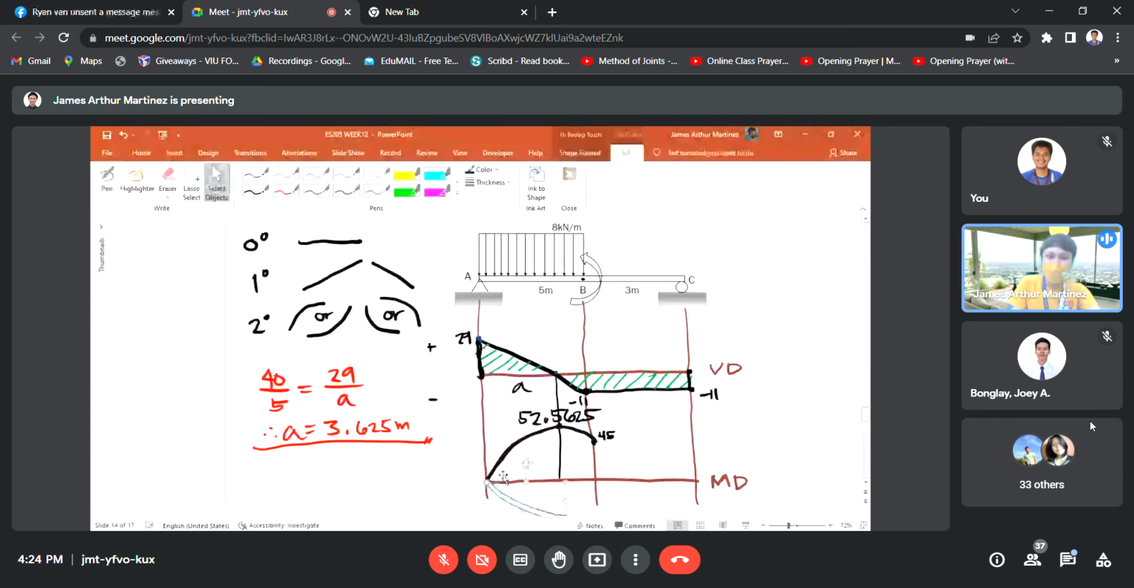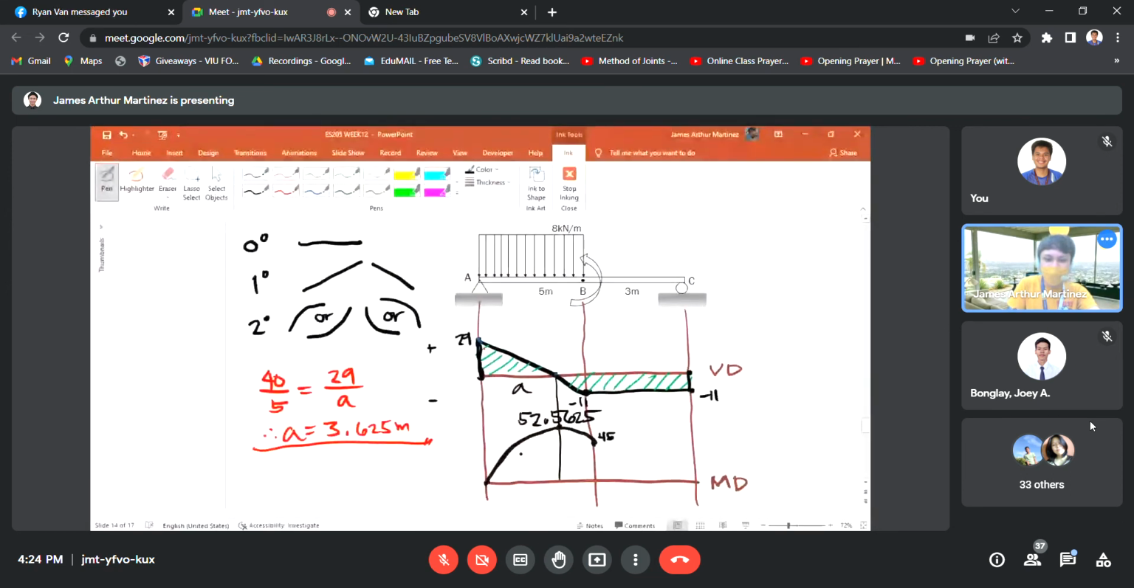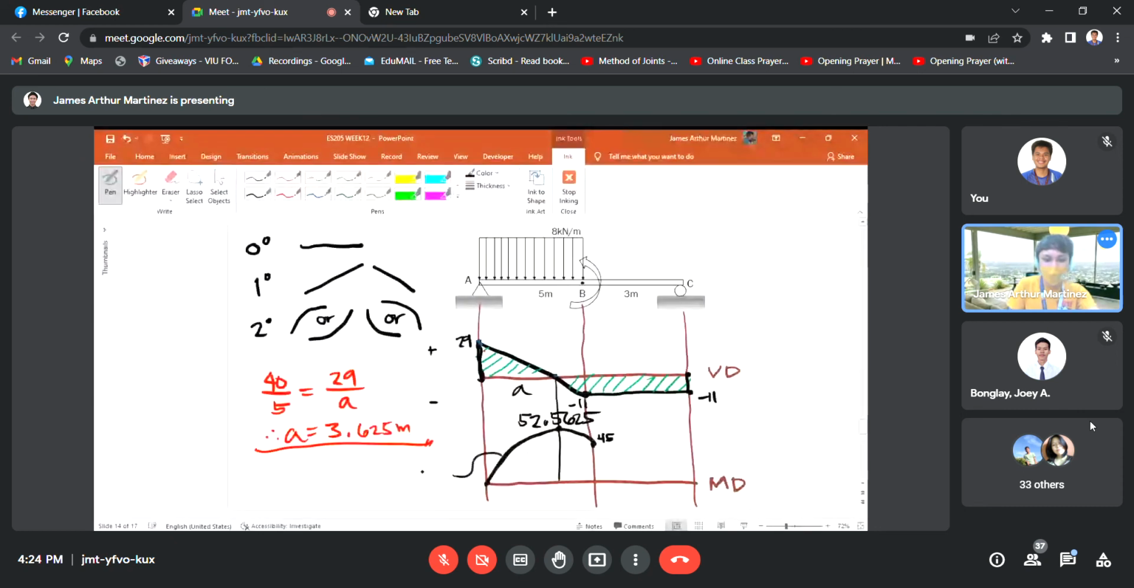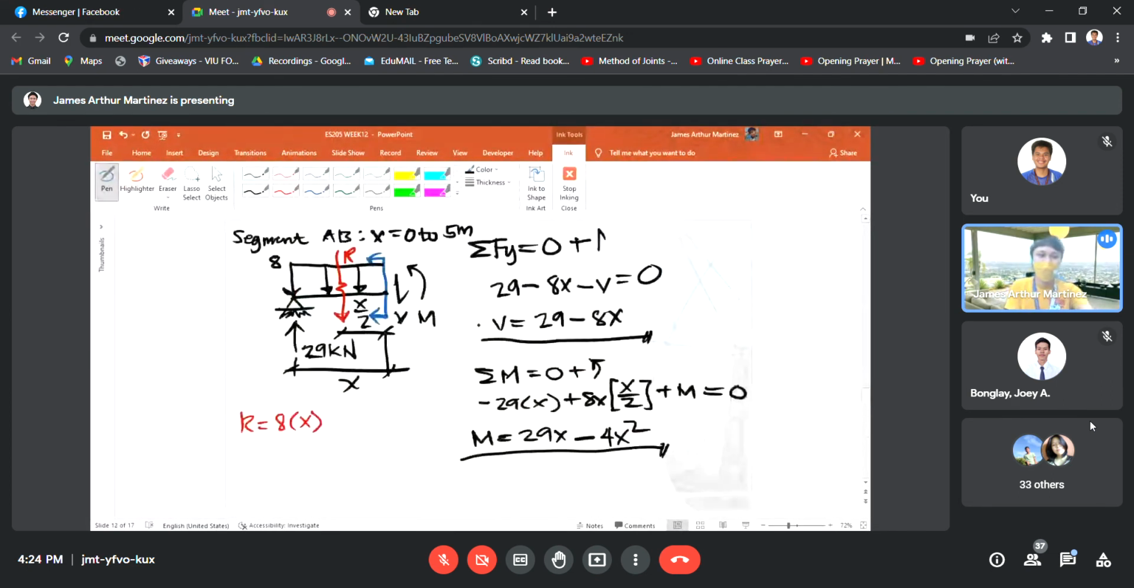Okay. So this is a second degree curve. If you complete that, it supports our moment equation. For segment A to B, you have a quadratic equation, class, with x squared. So meaning, class, your graph for the moment at segment A to B is really a curve.